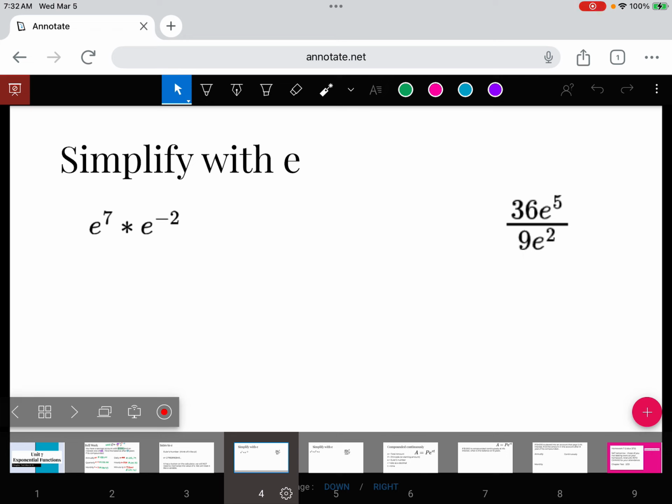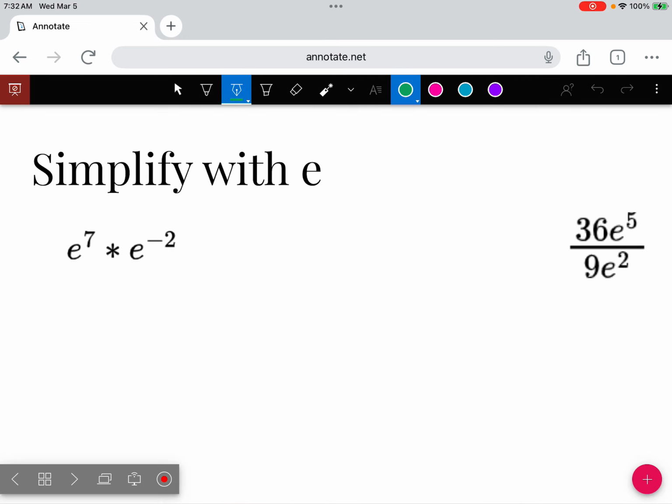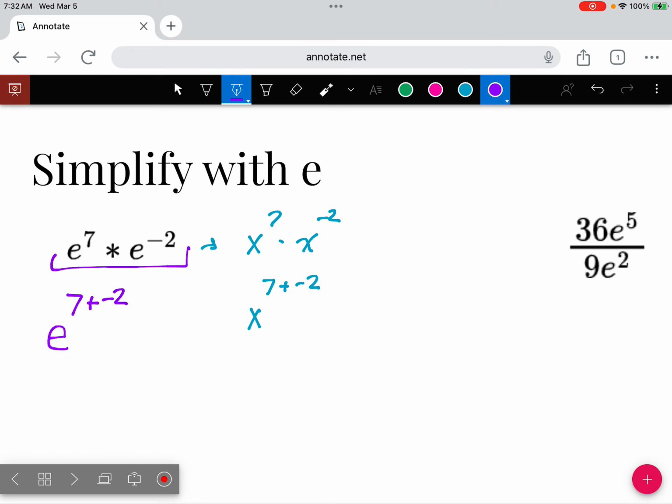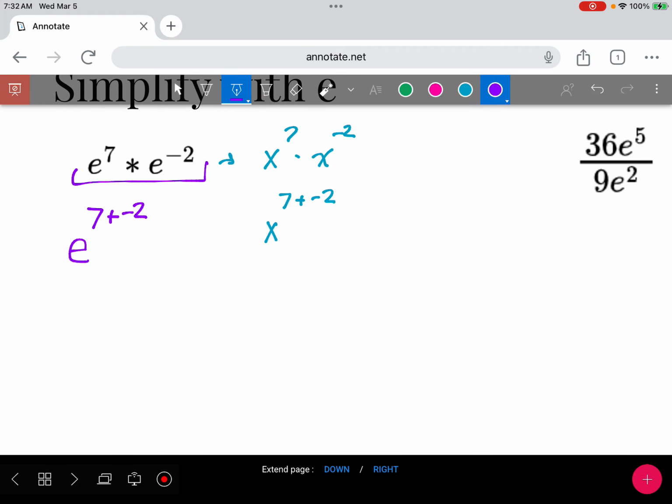So when we have something like e to the 7th times e to the minus 2, treat it just like we would if it was an x. What would we do if this was x to the 7th times x to the minus 2? We would add the exponents. We'd take our x to the 7 plus negative 2. We will do the same thing with our e's: e to the 7 plus negative 2. What is 7 plus negative 2? e to the 5th. That's our answer.